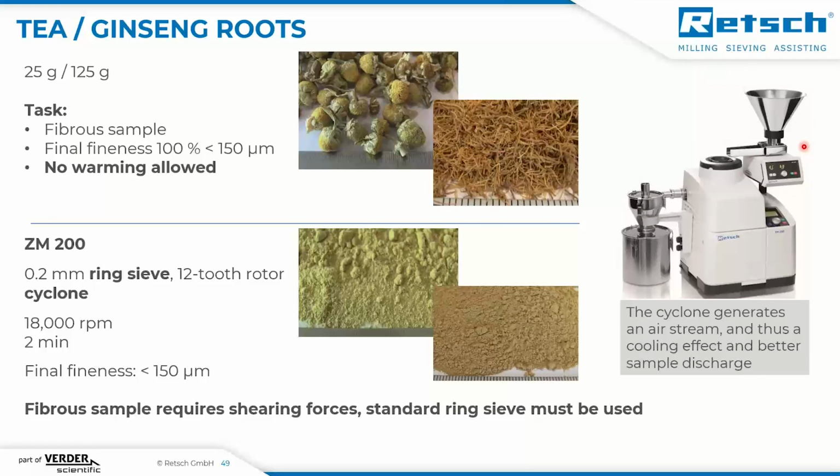And for larger sample amounts, we can use the automatic feeding system over here, where the sample is fed automatically to the mill. We use the 0.2 millimeter ring sieve, the standard 12-tooth rotor, and the cyclone. Maximum 2 minutes, 150 microns. So here, with these fiber samples, the standard ring sieve is very beneficial because we need the shearing forces.